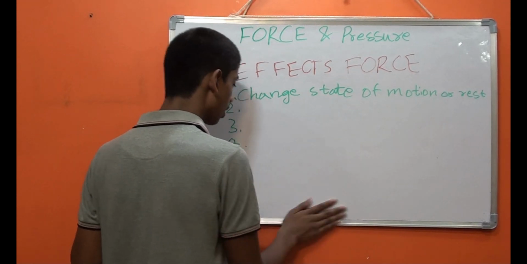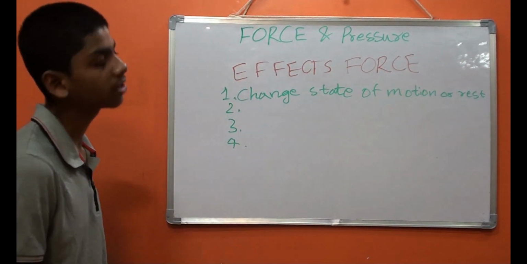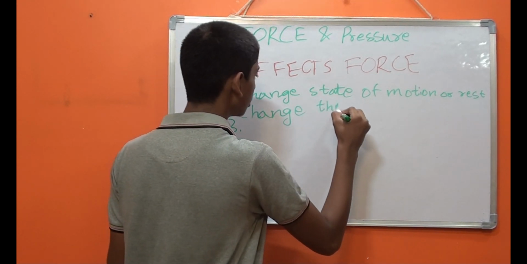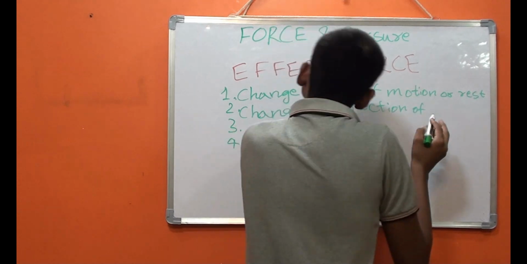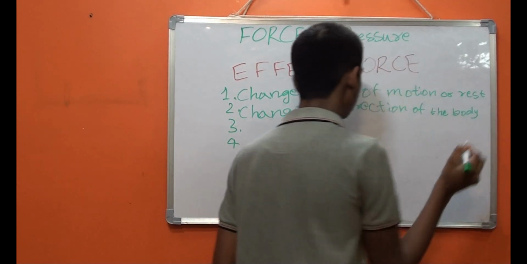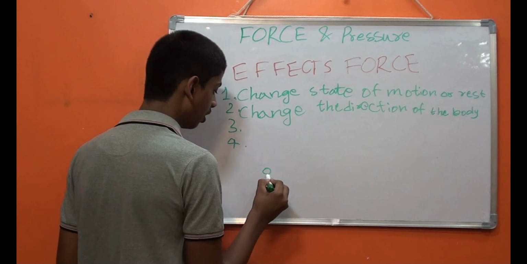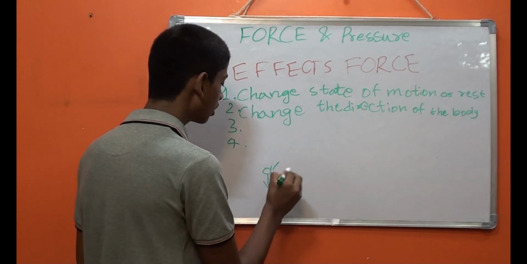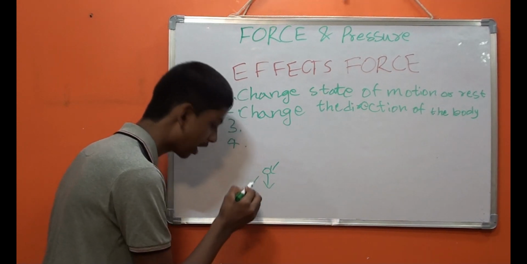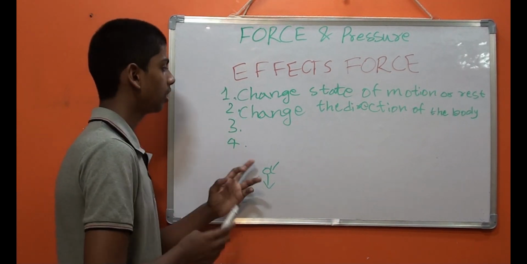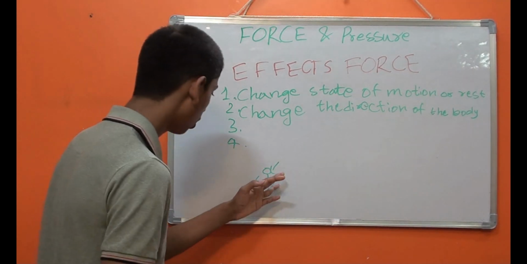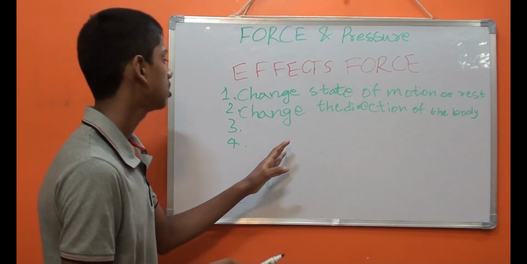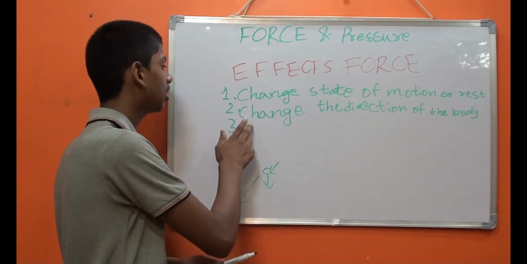Now that is our first effect. Now let's see our second one. Force can change the direction of the body. For example, the ball is going from here to here, moving in this direction. Then you kicked it like this. Then the ball's direction would go like this. Here you applied force on the ball. The ball moved from here to here. This is what the second effect does.